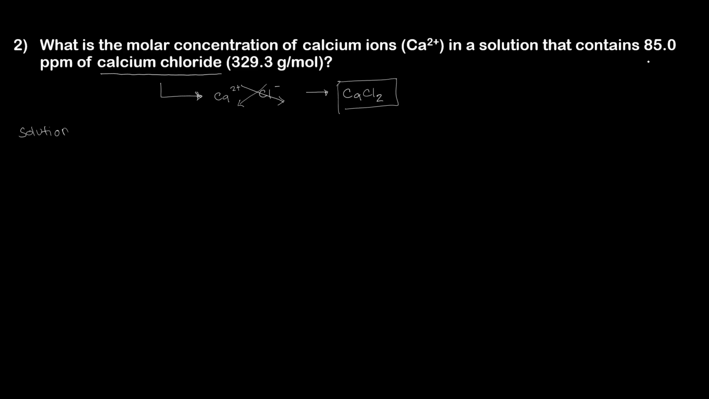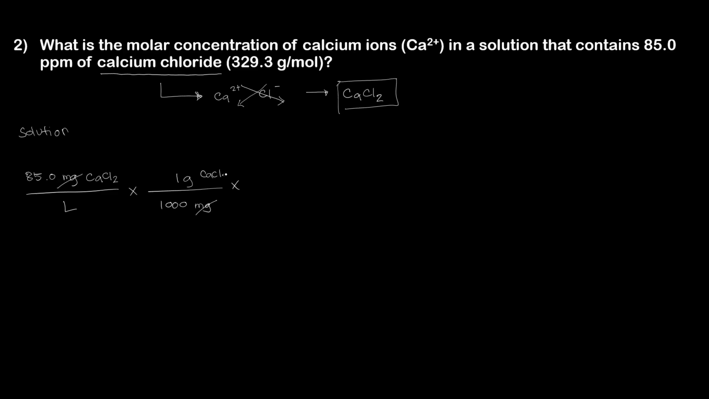let's start with the ppm concentration given. So we have 85 ppm. Remember, ppm is simply milligram per liter. And this time, milligram per liter of calcium chloride, which is CaCl2. Now let's convert milligram to grams. 1000 milligram is 1 gram.